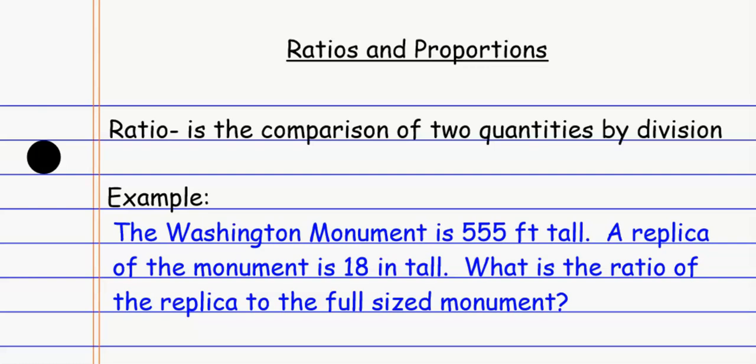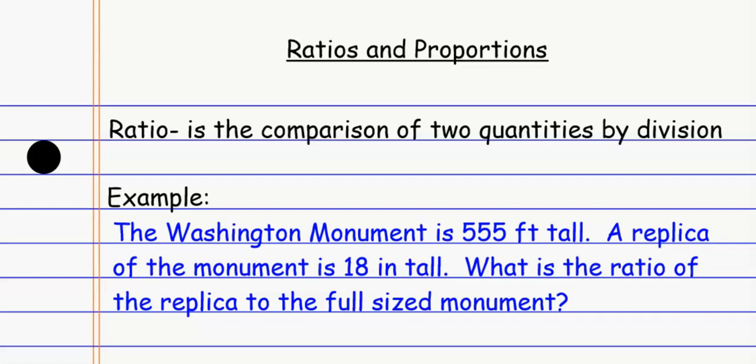Hi there, folks. Today we're looking at ratios and proportions, and you might remember some of this. We're going to take it a step further and talk about extended ratios and that kind of stuff. But a ratio is just a comparison of two quantities by division. All right, we essentially set up a fraction that is a ratio.